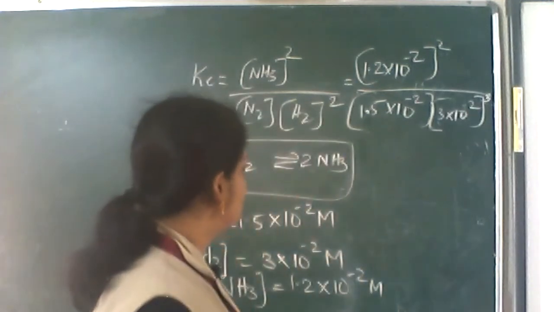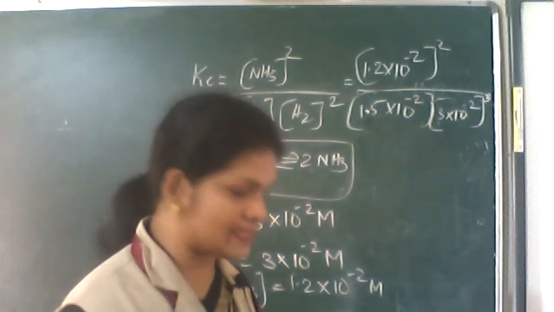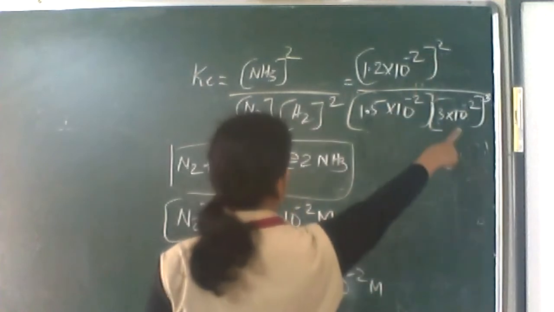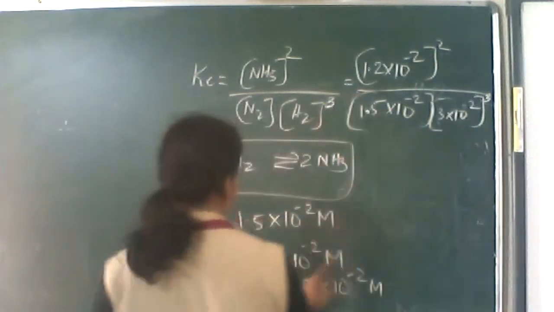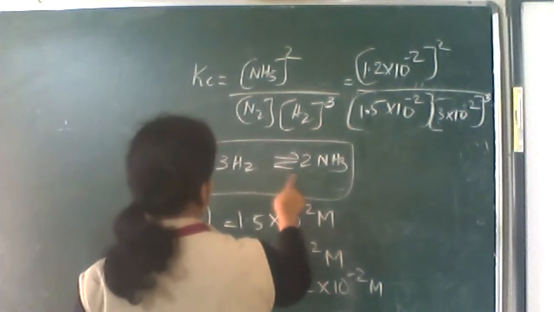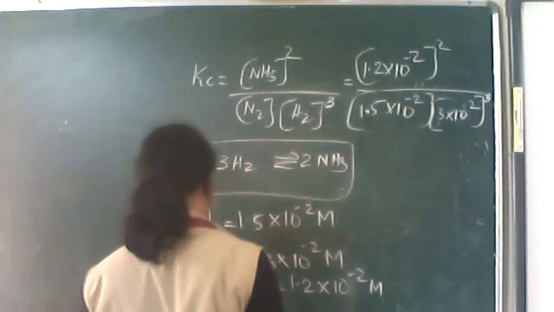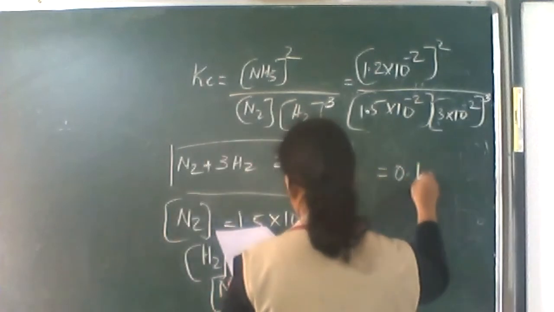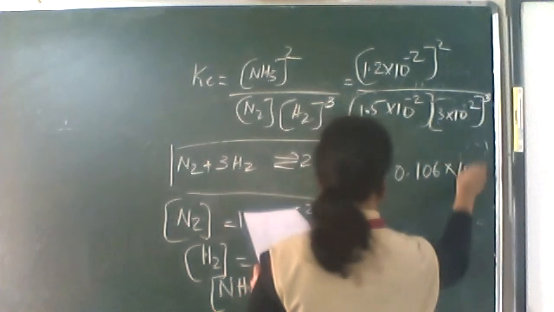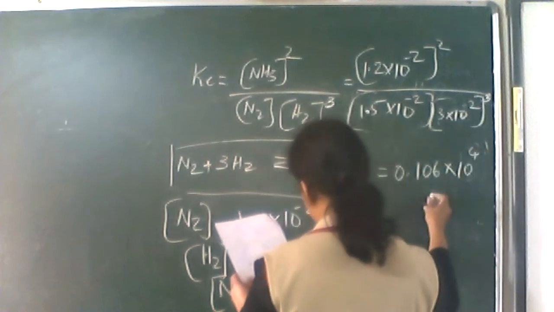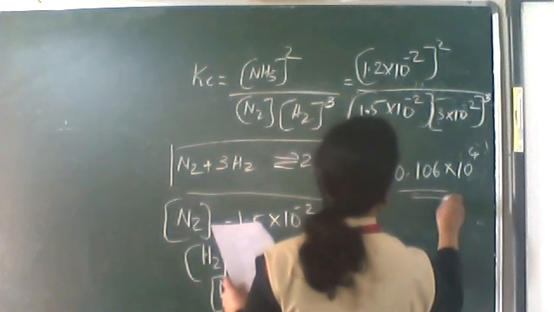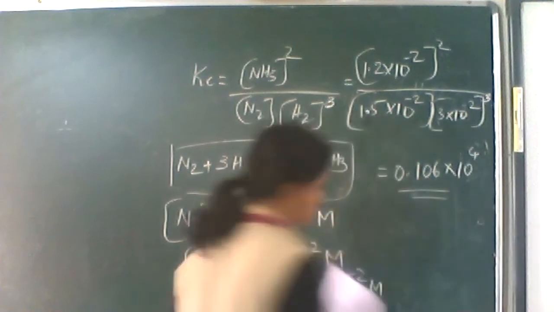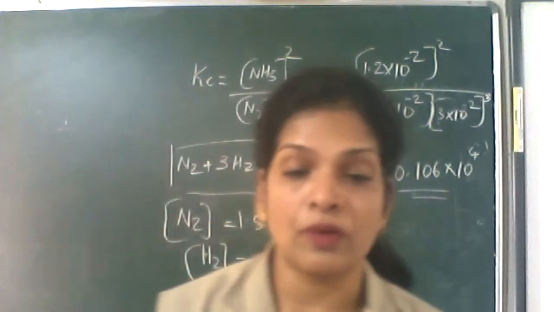Okay, so after calculation you will get some value. That is NH3 square over N2 into H2 cube. So here the value we are getting is 0.106 into 10 to the power 4. This is the equilibrium constant Kc.